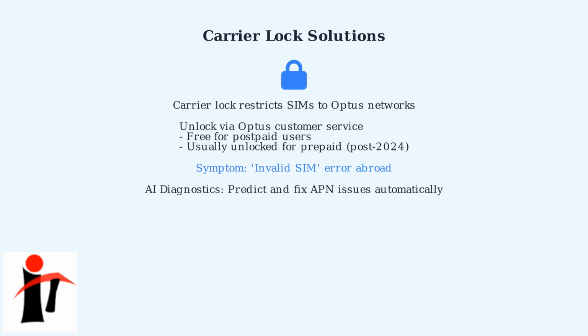Optus has integrated AI diagnostics to predict and automatically fix APN issues, aiming for zero-touch troubleshooting. For advanced issues, contact Optus support at 1-300-555-155.